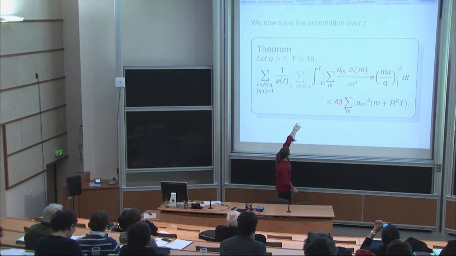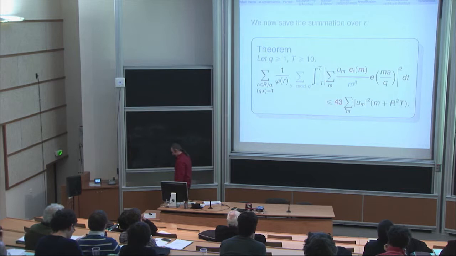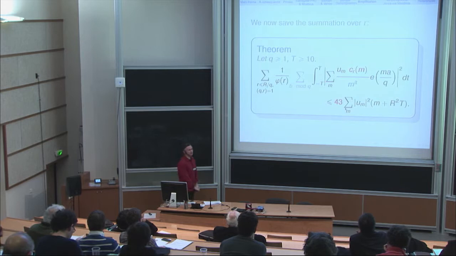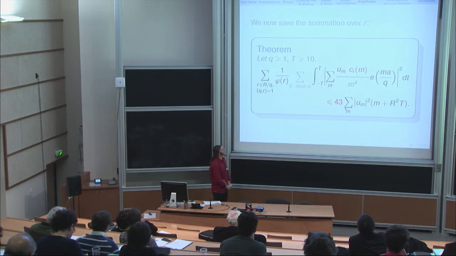You also have an integration upon t, but it's not very crucial. You can get this result with dt, but in fact what you need in the proof is dt over 1 plus the absolute value of t. So essentially it's t around 0 which is important. The integration upon t is not so crucial. What is really crucial is the summation upon r.